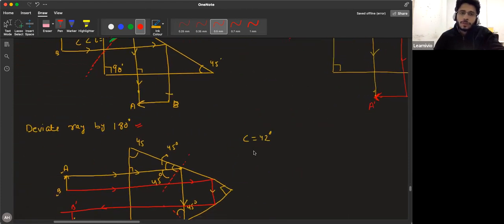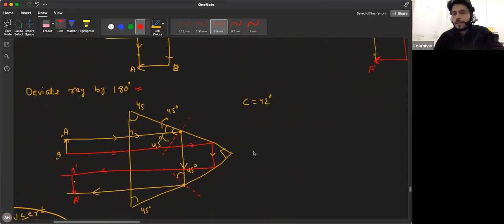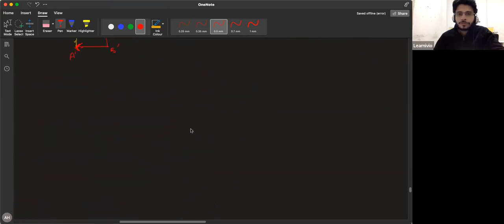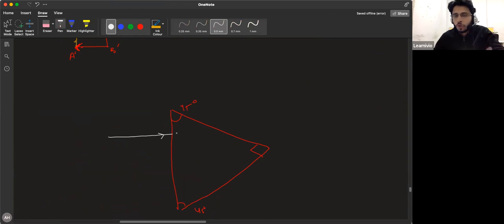Next, using the same prism, you can also deviate your ray by 180 degrees. See, for 180, you take this prism. This angle is 90 degrees, this is 45 degrees, and this is again 45 degrees. So rays are coming like this. Over this face, your ray is at normal incidence, so there won't be any refraction. It will go straight.